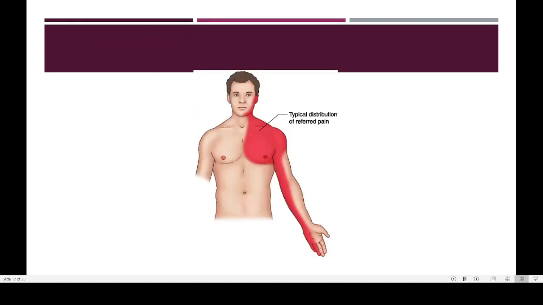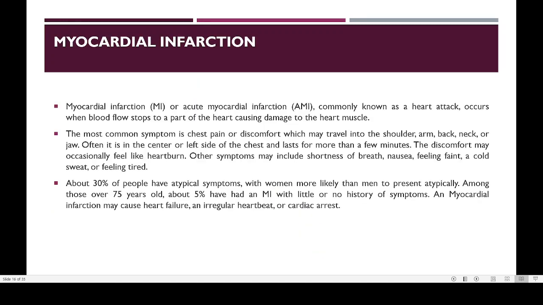Then we have one more, that is myocardial infarction. Myocardial infarction, or acute MI, is basically known as a heart attack, and this happens when blood flow stops to one part of the heart, causing damage to the heart muscle. Here also you can see how myocardial infarction is. So this is how this is taking place.